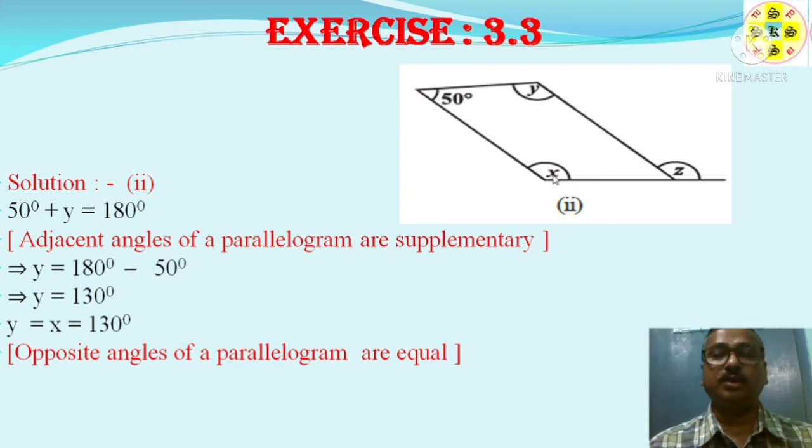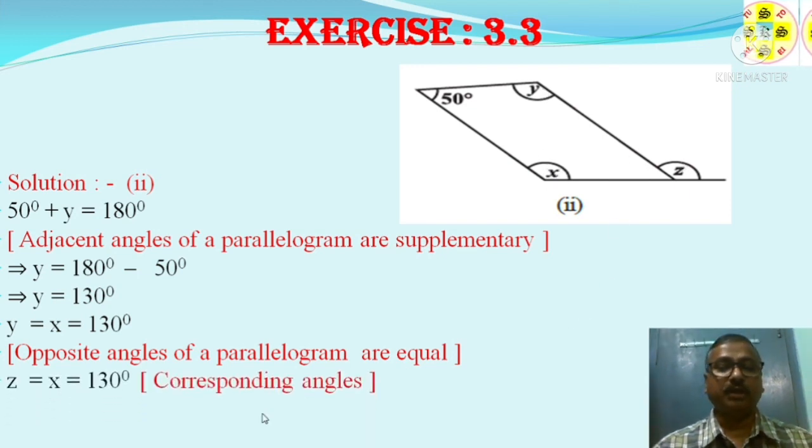So y is equal to 130 degrees, x is also equal to 130 degrees. Now z. These two lines are parallel, so z equals x equals 130 degrees, that is corresponding angles. Why corresponding angles? Because these two lines are parallel.